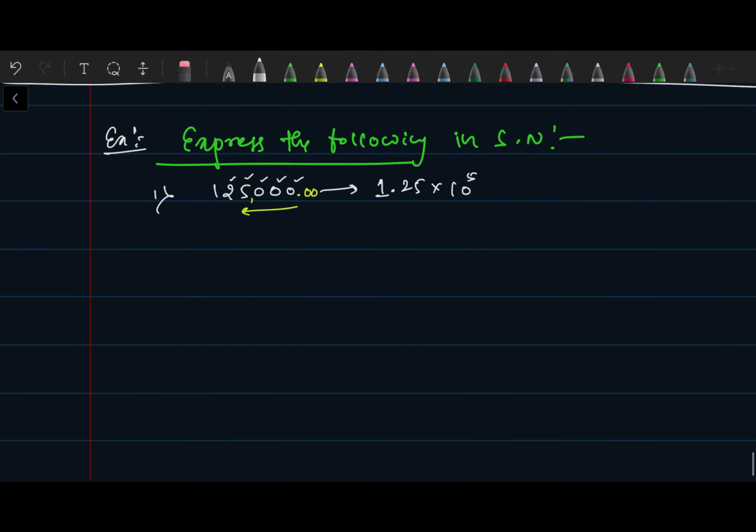Same for the second case, 0.22. I am trying to convert into scientific notation, then this becomes 2.2 into 10 to the power minus 1. Why minus 1? Because the decimal is now shifting to the right side. Therefore, how many digits? Only one digit. Therefore, 10 to the power minus 1. These are the things we have to remember. Next, we will go for significant figures.